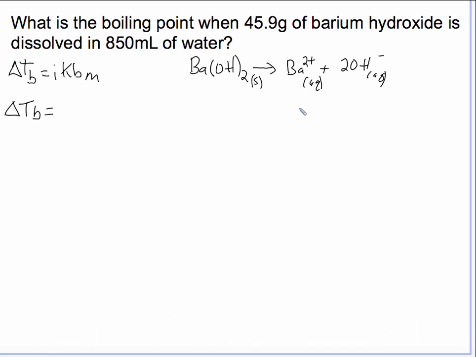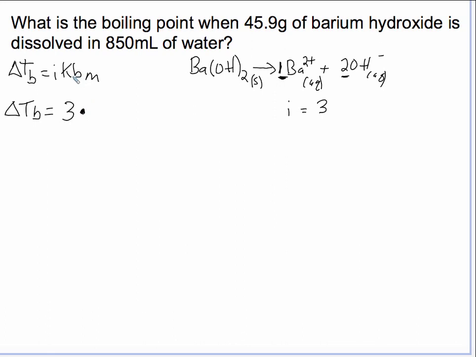So the van't Hoff factor, remember, is the i. Okay, so you add together the number of moles in front. If there's no number, remember that's 1. So 1 plus 2 is 3. So in this case, our van't Hoff factor is 3. So we're going to plug that in right here.